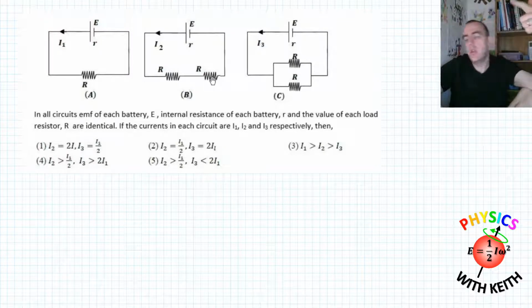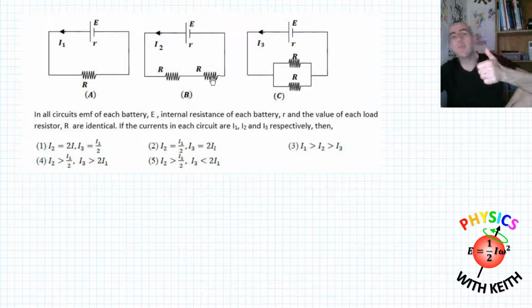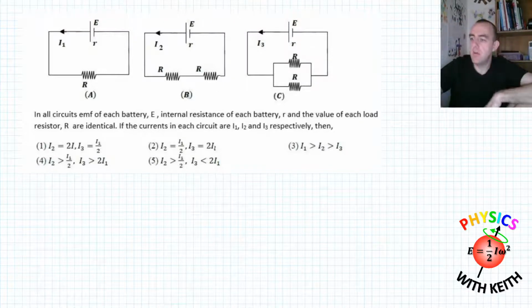1 Mississippi, 2 Mississippi, up to 7 Mississippi. Okay, no answers have come through.